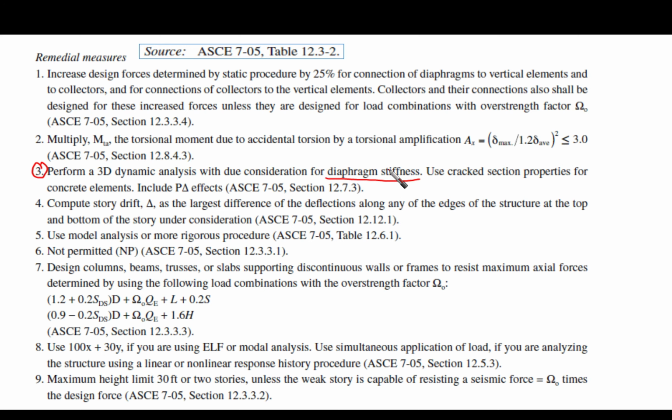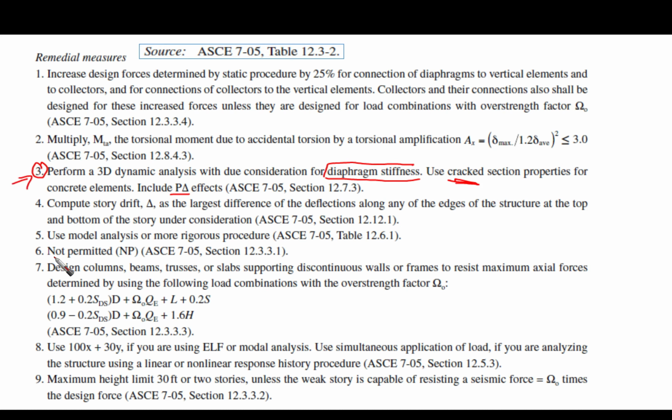So we need to conduct 3D dynamic analysis considering the diaphragm stiffness. Use cracked section properties, take care, cracked section properties for concrete elements, and include P delta effects. So 3 things that we need to take into consideration: diaphragm stiffness, cracked sections, and P delta effect. So this is for 3.